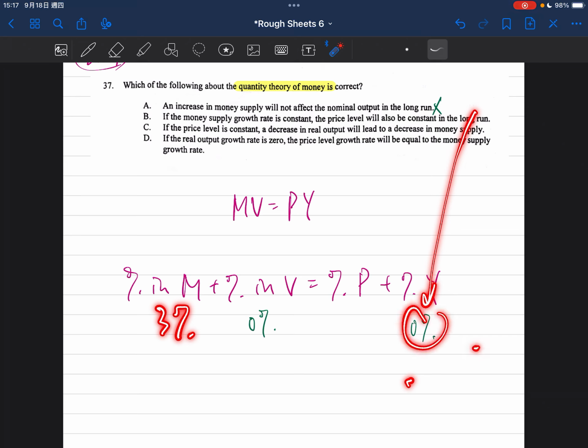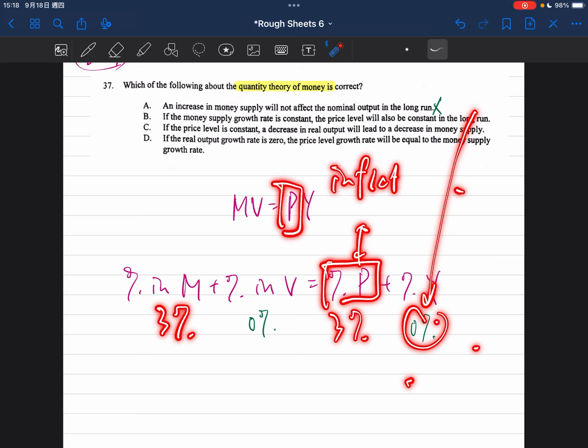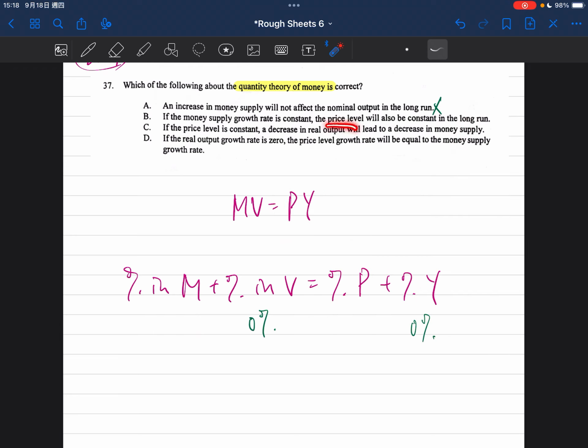The price level will also be constant. Yeah, but this one is wrong, because it should not be that the price level will also be constant. It should be that the inflation rate is also constant, because the percentage change in P, the price level, means inflation rate. Inflation rate means the percentage change in the price level. So this is wrong, because it should be the growth rate of the price level that will also be constant, but not the price level itself. Instead the price level should increase or decrease by this percentage. Okay, so B is also wrong.